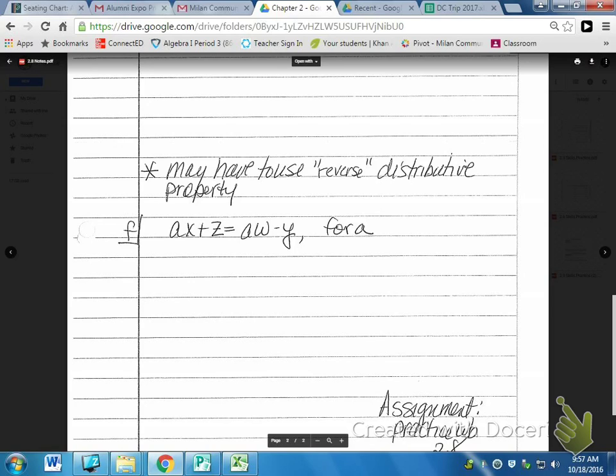So that's a problem. A is in 2 different things. So I've got to somehow bring my A's together. So what I'm going to do is bring my AW to the other side. So I'm going to subtract AW from both sides. And that will give me AX minus AW plus Z, and that would equal negative Y.